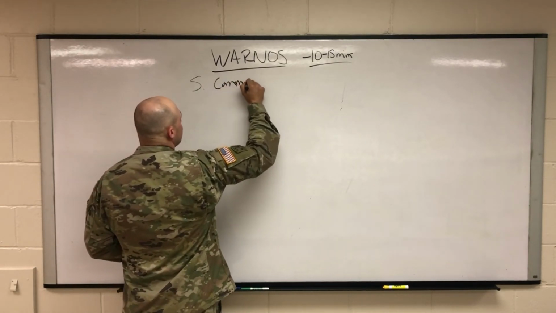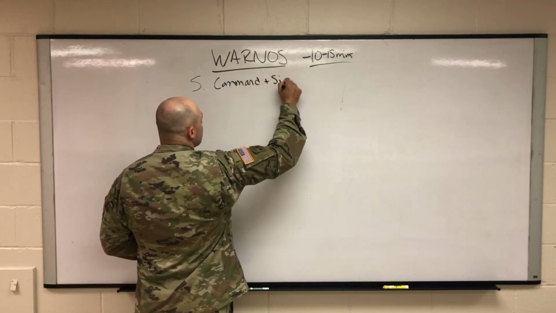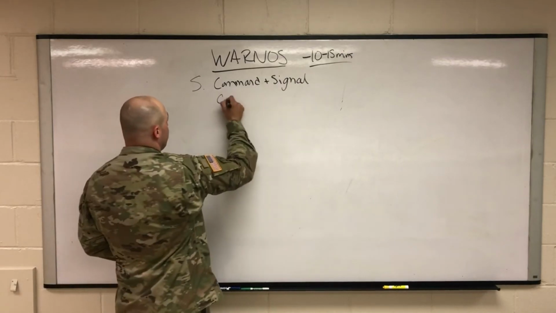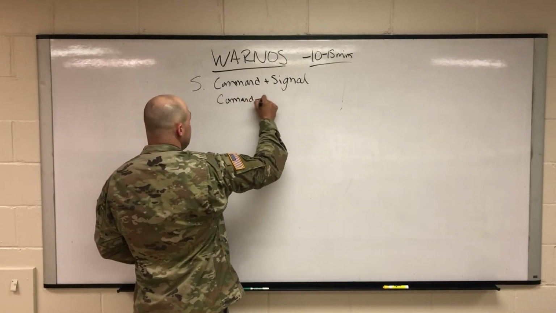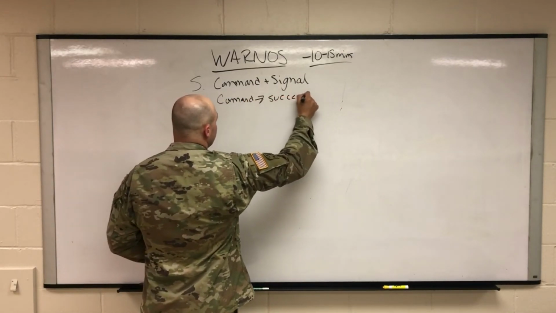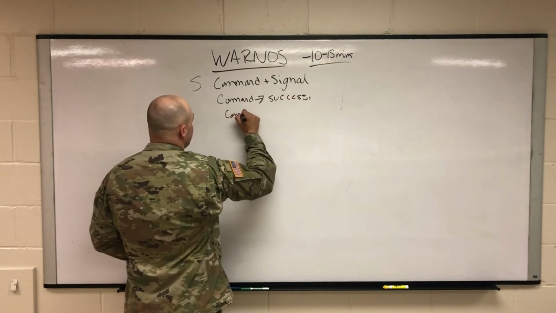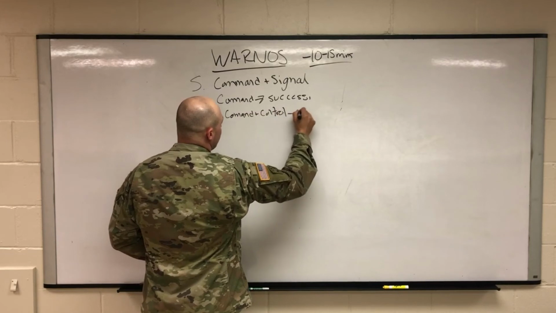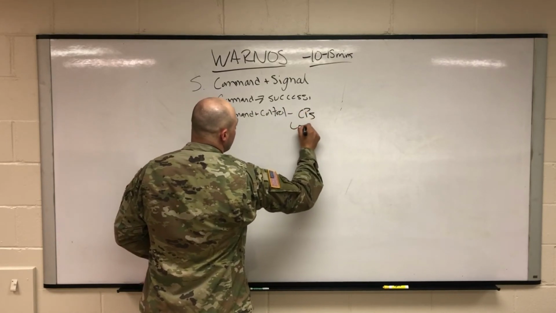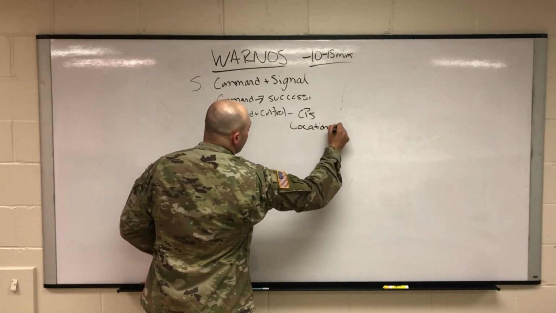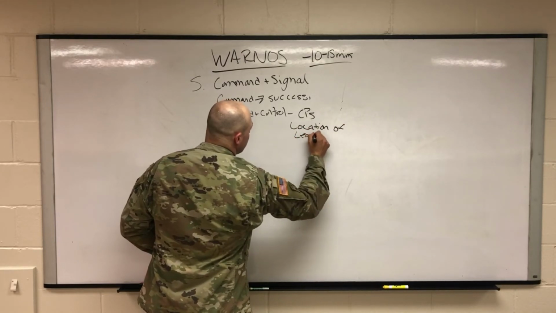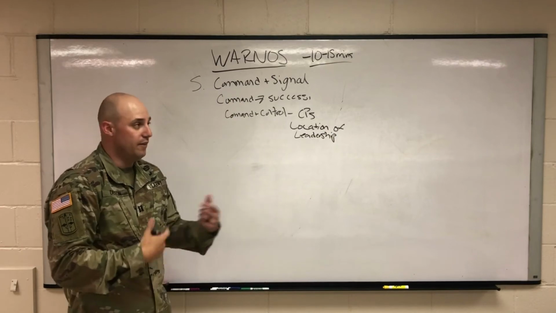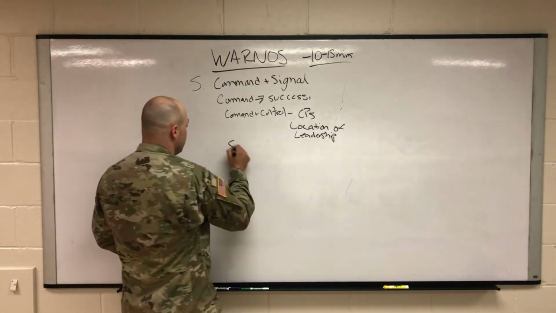Command and signal. Okay, and for this one, you can likely probably just brief this normally. So, hey, for command, you're talking succession of command. All right, you're talking command and control. You're talking where the CPs are, location of leadership. Okay, all that. You're talking those key things. Okay, and then these are things that you might not have to talk about later. And then you can talk signal.